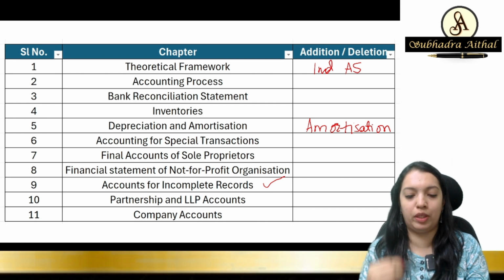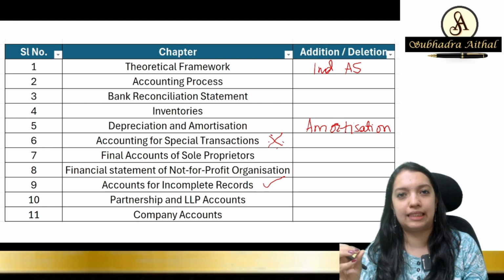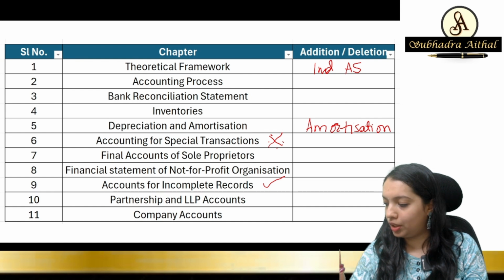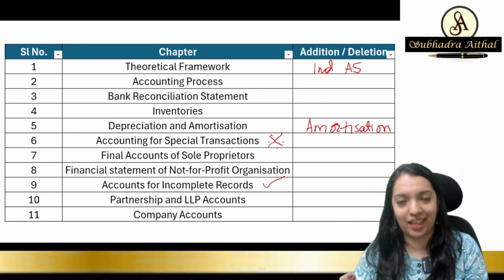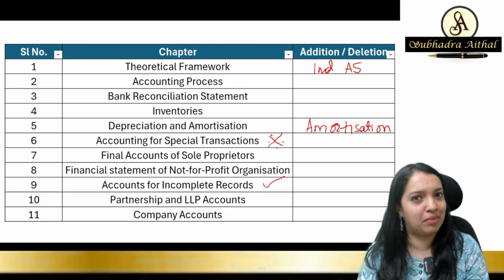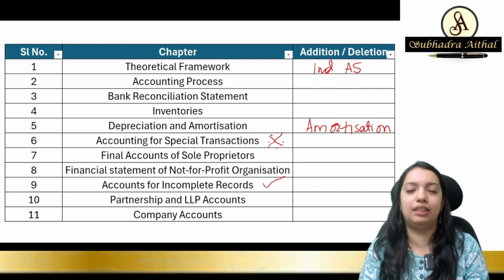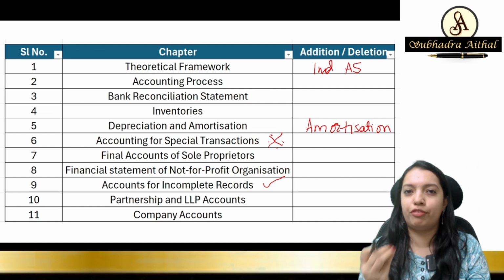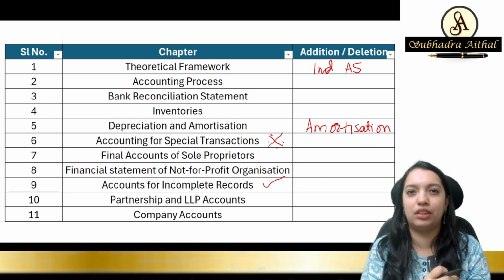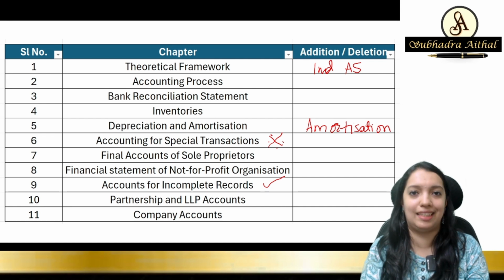Major changes have been made in the next chapter, Accounting for Special Transactions. In the old scheme, a lot of small topics like goods sent on approval or return, consignment accounts, students' favorite average due date, and account current, all of them have been removed from the syllabus now. The major reason for this removal is that our accounting system has changed. A lot of accounting software can do this work on its own.